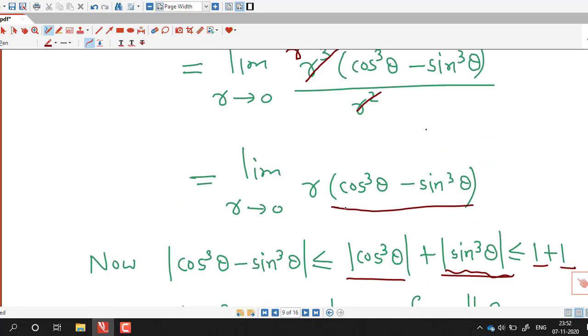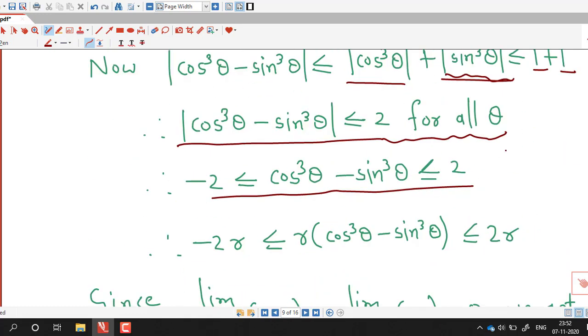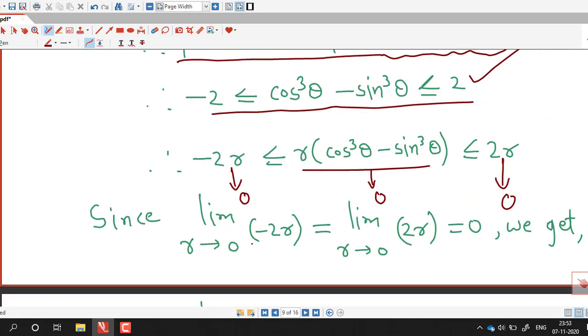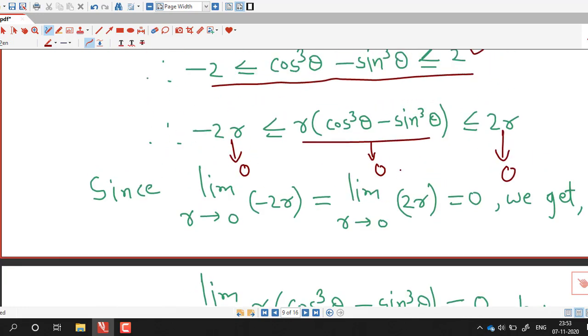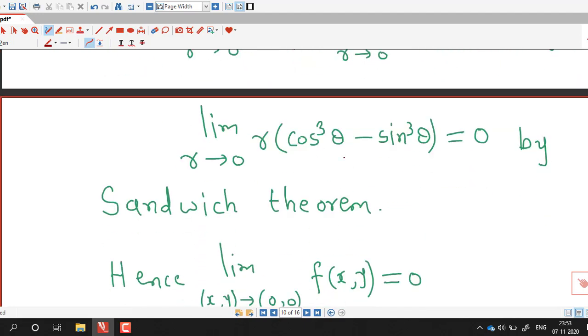Now here with this cos cube theta minus sin cube theta, we have small r. So we multiply this inequality by small r. So we have minus 2r less than or equal to r times cos cube theta minus sin cube theta less than or equal to 2r. Now limit of this 2r as r tends to 0 is 0. This is also 0 as r tends to 0. Therefore, by sandwich theorem, this limit is also 0 as r tends to 0. So we have written here, since limit of minus 2r equal to limit of 2r is 0, we get this limit to be 0 by sandwich theorem.